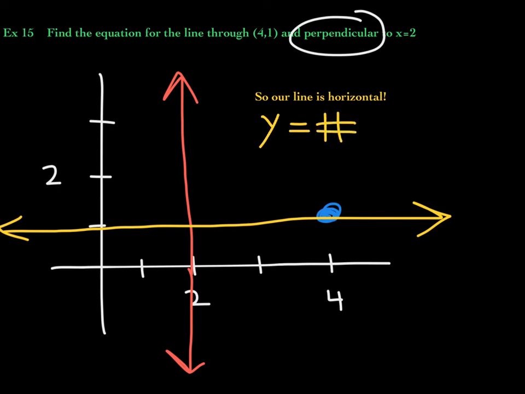That's simple. But wait a minute. What number? Well, look at your ordered pair. Which one of these coordinates is your y coordinate? 1. So therefore, the answer is y = 1. This is the equation for this horizontal line. Any line that is perpendicular to a vertical line will be horizontal.